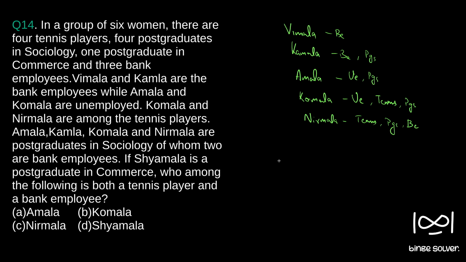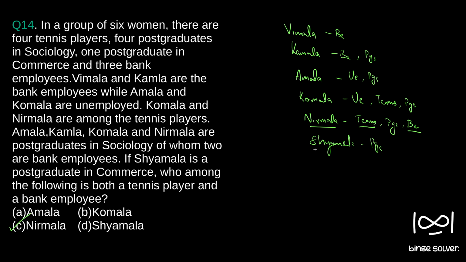Okay. So Shamala is the postgraduate in commerce. Who among the following is both a tennis player and a bank employee? If you see, bank employee and tennis player is common for Nirmala. So Nirmala, option C is the answer.